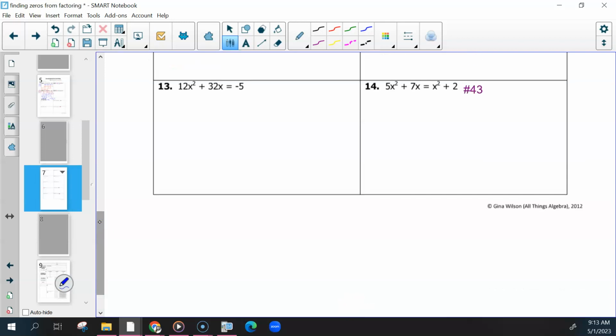So what would be our first step in this? Yes, by moving things to the other side. I would say move the x squared and the 2 to the left, so that way your x squared term stays positive. But when you move the 2 over, it doesn't have anything to combine with, so you're really just subtracting 2.